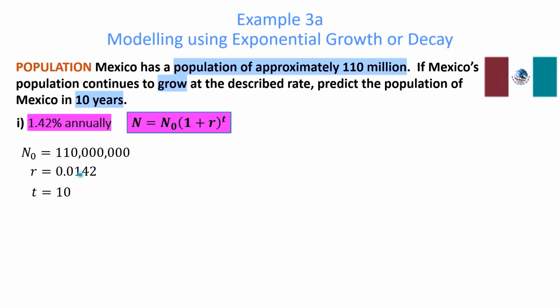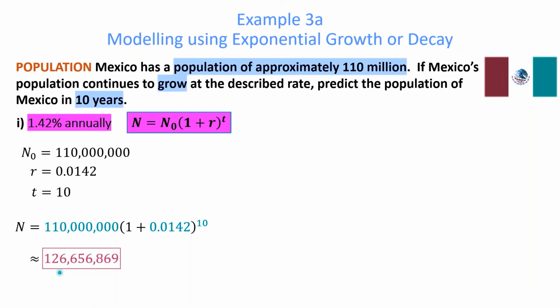Now that we have these values, we can substitute into this formula here, and that'll give us this. And then we can compute this on our calculator to give us an approximate population size of 126,656,869 after 10 years.